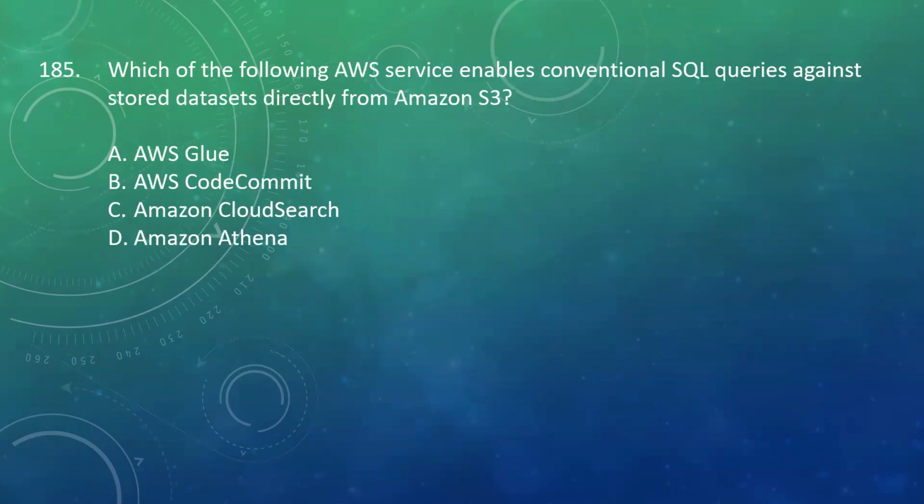Next question. Which of the following AWS services enables conventional SQL queries against stored datasets directly from Amazon S3? Your options are AWS Glue, AWS CodeCommit, Amazon CloudSearch, Amazon Athena. Amazon Athena enables conventional SQL queries against stored datasets directly from Amazon S3.